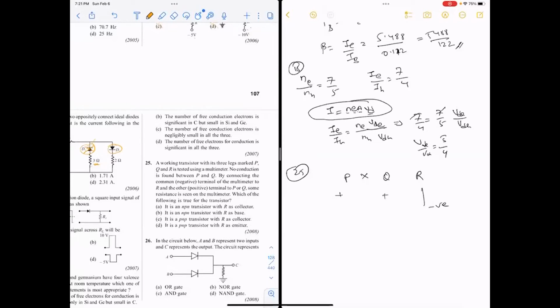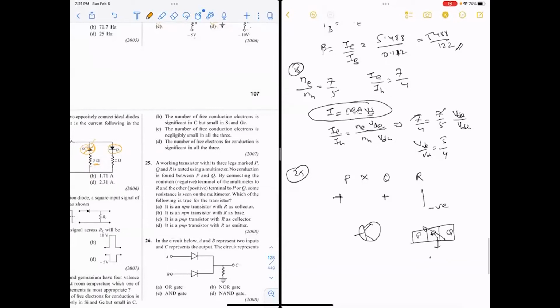Which of the following is true for the transistor? If you keep R at negative and both others positive, some resistance is given. NPN transistor, right? No, PNP, yeah? Some resistance is found. So basically, PQR, P and Q should be far, when there is no conduction between P and Q, resistance is very high. R is between them, right? So R is base. Is R base? I'm not sure.